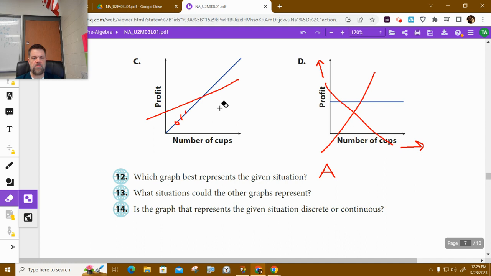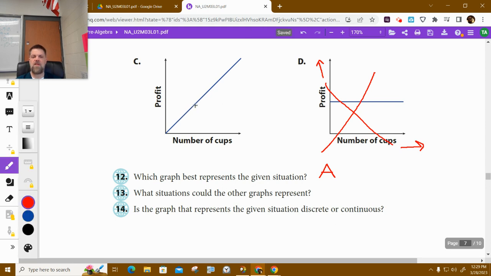What could C be? Yeah, real quick. C could be, you could buy partial cups. So they say, well, can I buy 1.5 cups? Yeah. It costs this much. So you could sell partial cups. It could be self-serve. You could charge by the ounce, and there's 8 ounces in a cup. There's all kinds of scenarios for C.